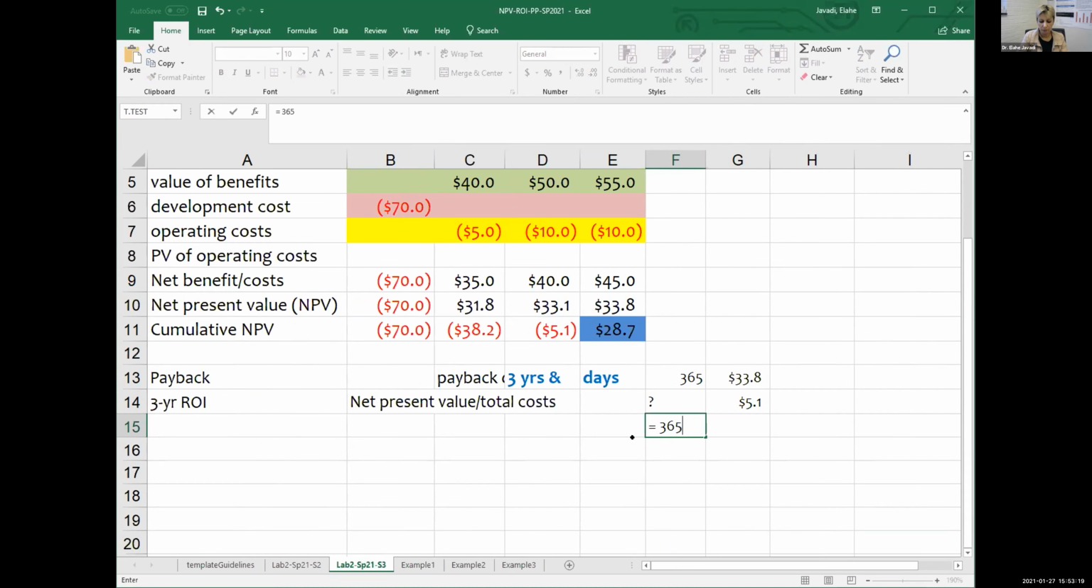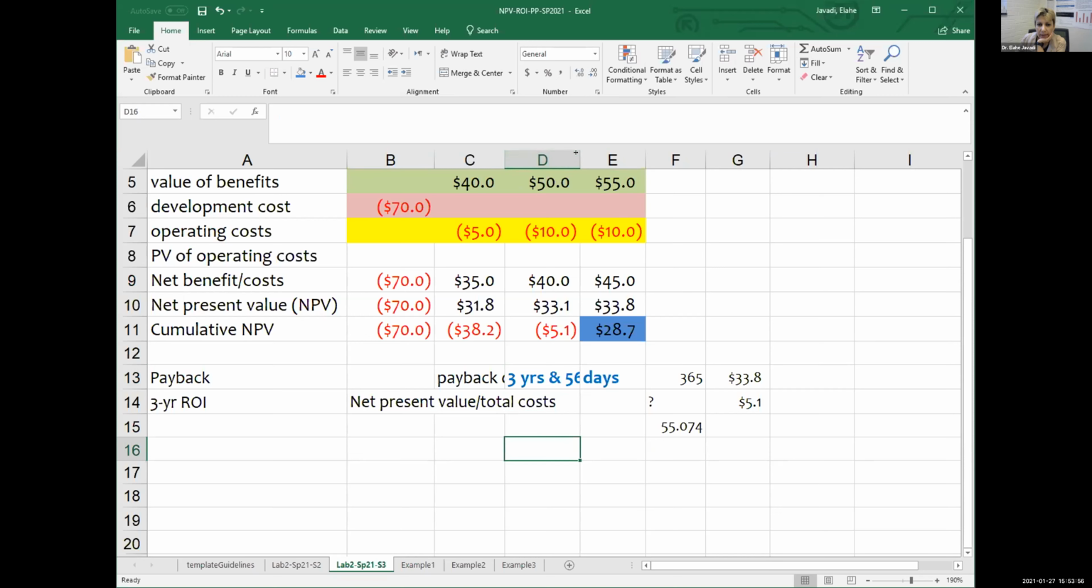365 times 5.1 divided by 33.8. That's 55. Why? I said 44. Why did I do 5, 6? Is this the right number? So yeah, almost 50, but it should be less than. Oh no, we have 365. I counted the year as 300 days. About 55 days, or you could say 56 days, if you want to round up.